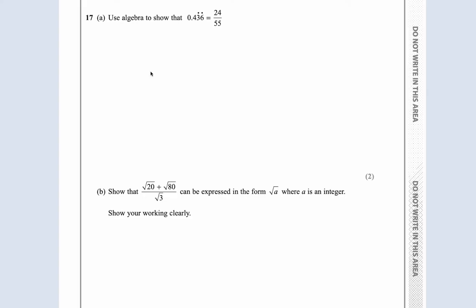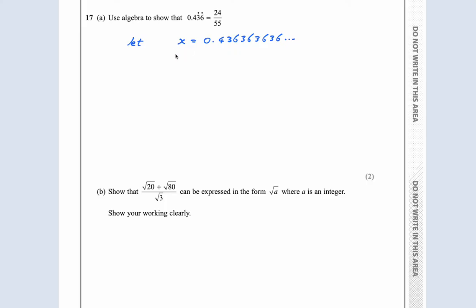Question 17. Use algebra to show that this equals this, right? So guys, you have to show your working here correctly. First step is to say, let, I usually just use X, but you can use whatever letter you want. Let x equal, and then we write this out, 0.4. The dot over the 3 and 6 means they are the recurring numbers. So the 3 is the first, 6 is the last. So it's just 3, 6, 3, 6, 3, 6, 3, 6, forever and ever.